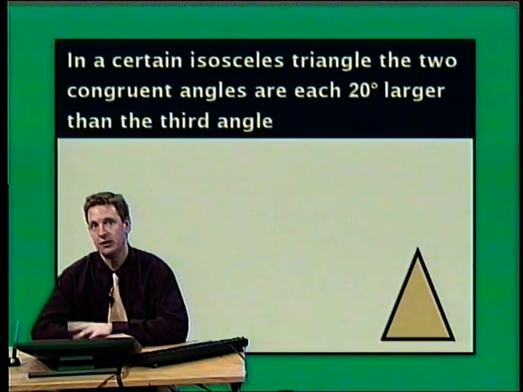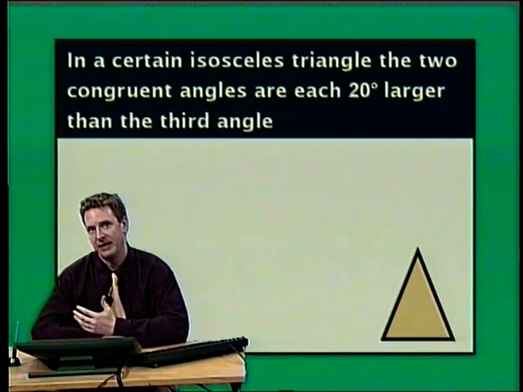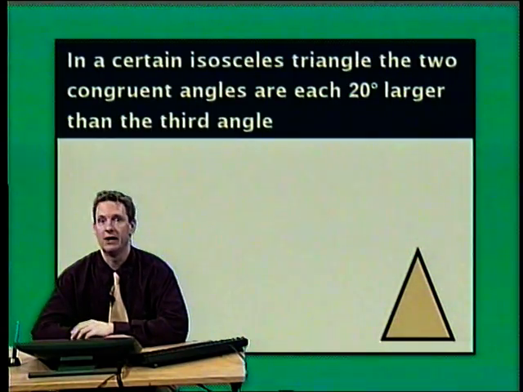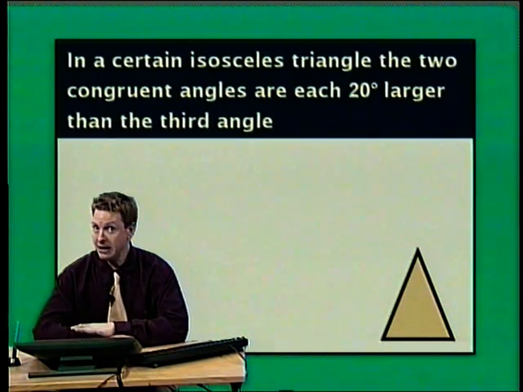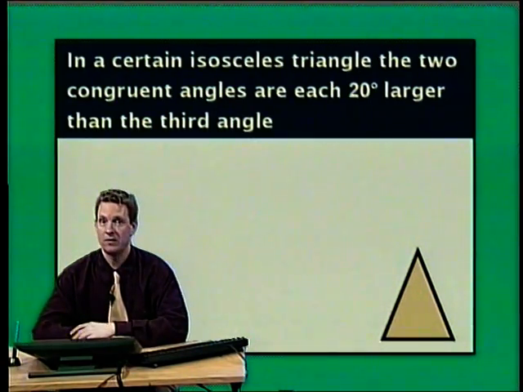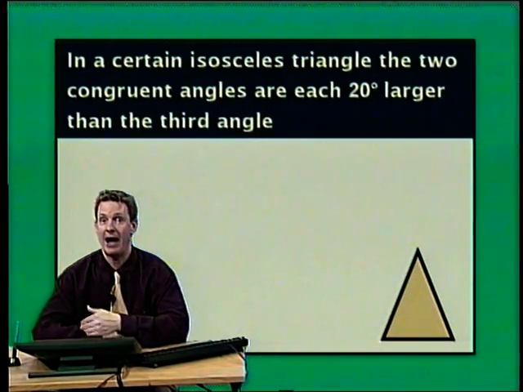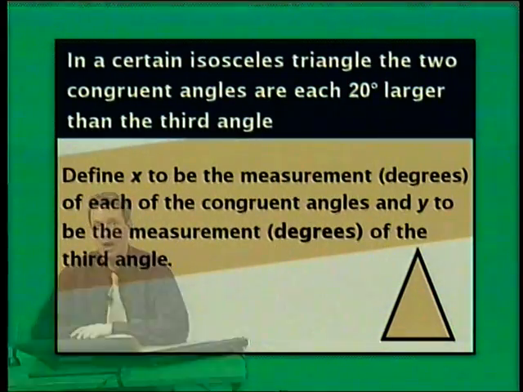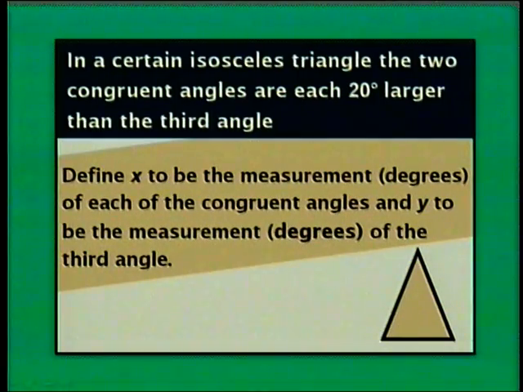Now the first thing we need to do is define a couple of variables. Because I want to work a lot of examples today, I've gone ahead and pre-typed both my variable definitions and my conclusions. It's important that you copy these down, because when you're working by hand, both of those steps are things that need to be written by hand in the solution that you submit. I've defined x to be the measurement in degrees of each of the congruent angles, and y to be the measurement in degrees of the third angle.